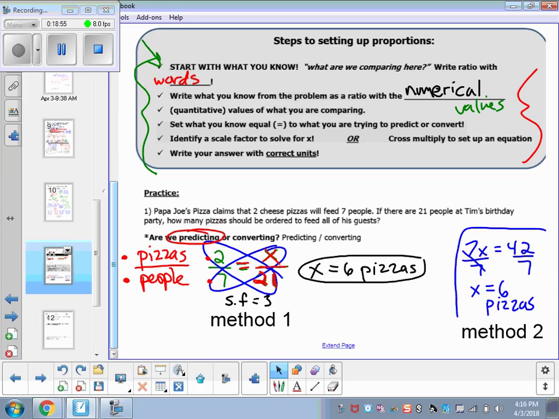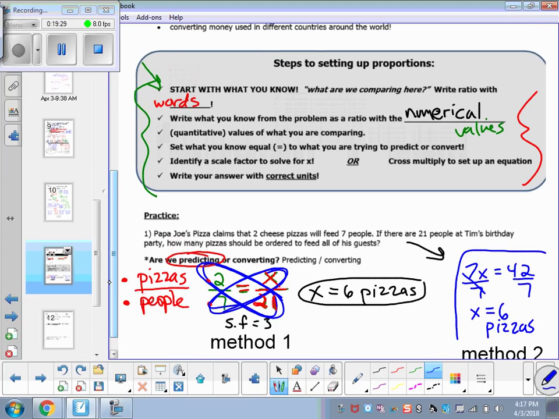Once we set that proportion up, method 1, my scale factor people, you're going to very easily see that 7 times 3 is 21. Now in blue, what I have over here is my method 2, cross multiply and divide. Over here in blue, you can see that I cross multiply 2 and 21. That's where I get the 42. And 7 times x is 7x. When I divide 42 by 7, I'll still get 6 pizzas.